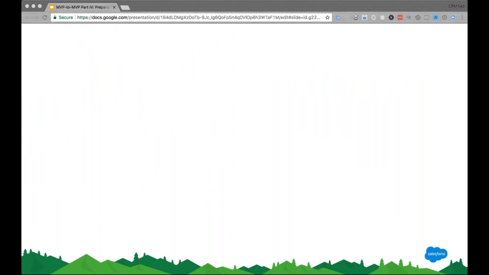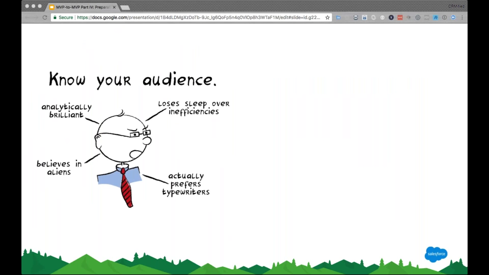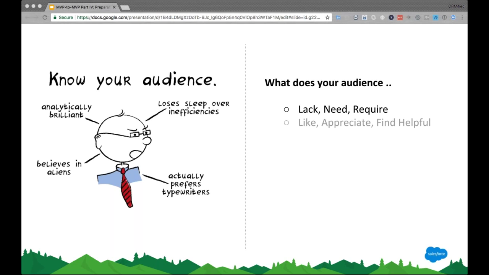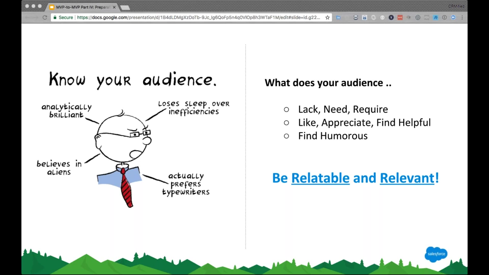And so I ask myself all of these items, but to really get the correct answer when you ask yourself these items, you kind of have to know your audience. You need to know what makes them tick. So I ask my questions about my audience. What do they need? What do they lack? What do they require? What's my message I want to get across? What do they like? What do they appreciate? What do they find helpful? And more importantly, when you're about to take a big stage with a lot of people in the audience, you've got to be able to understand what makes them laugh. And the key point is that you want your presentation to be relatable and relevant.